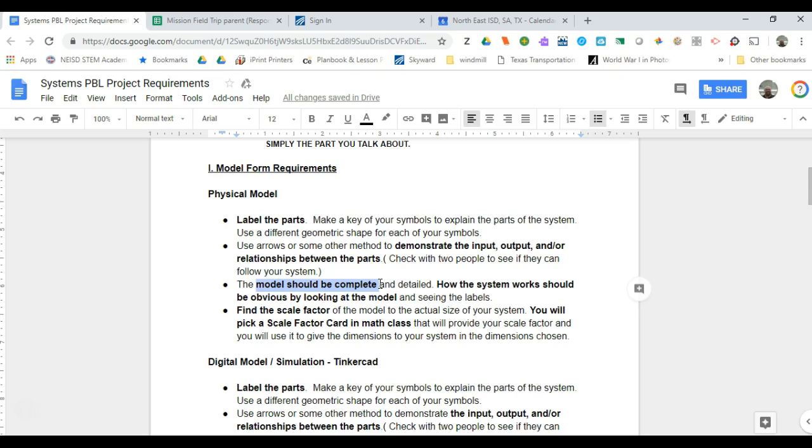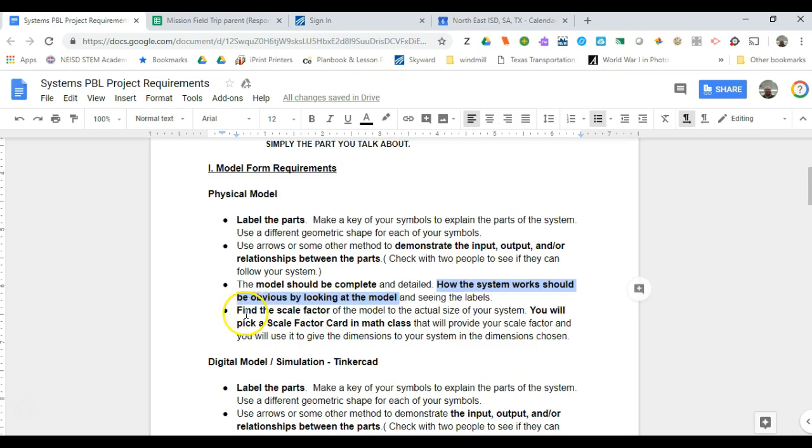Don't show up without a clock face. That's important, okay? Now, how the system works should be obvious from looking at the model. I should be able to look at the model and see what's going on and understand how it works. It shouldn't be so convoluted or messy that I can't understand it. It should be obvious from just looking at it and seeing the labels how things work.